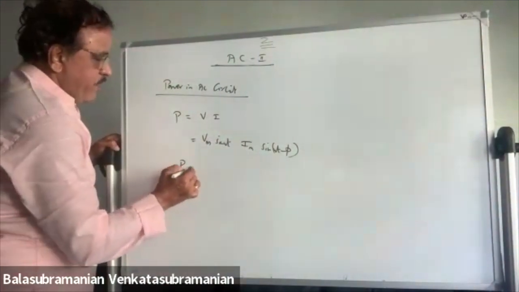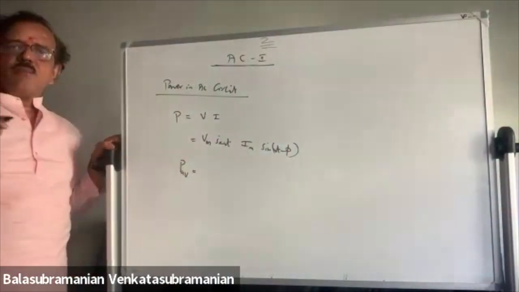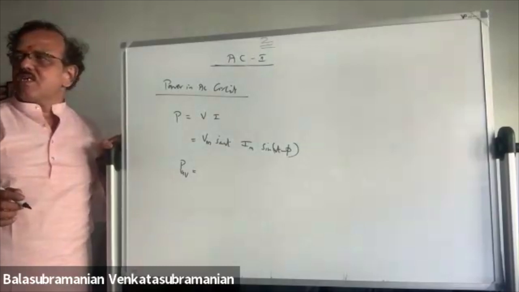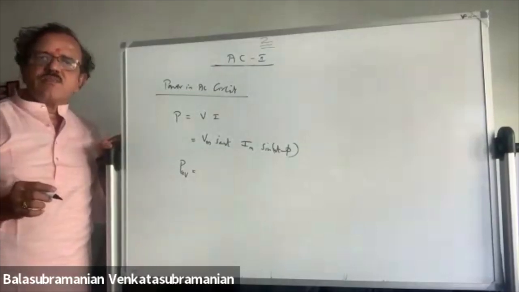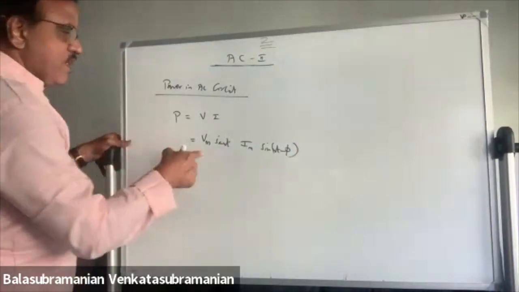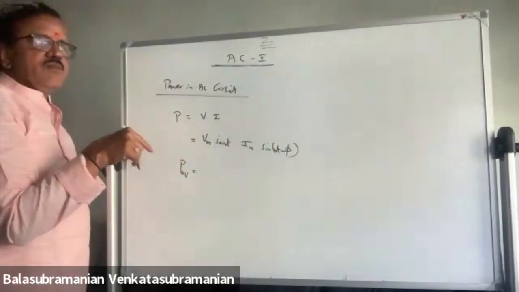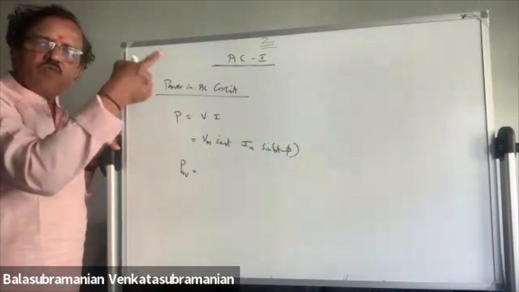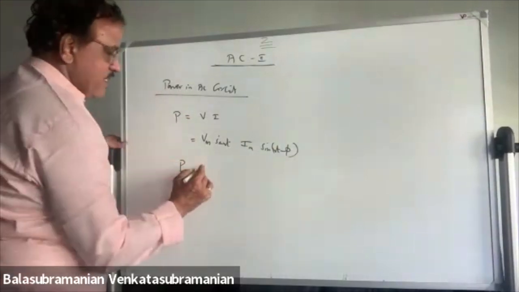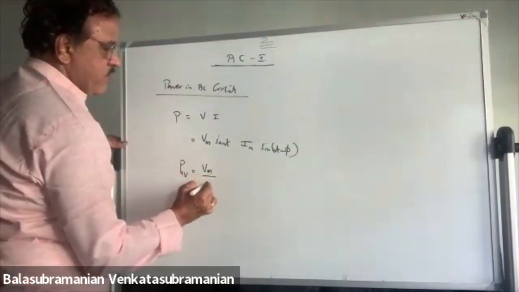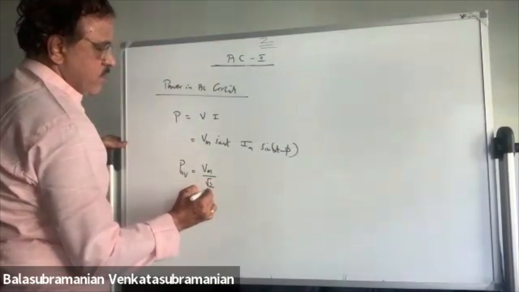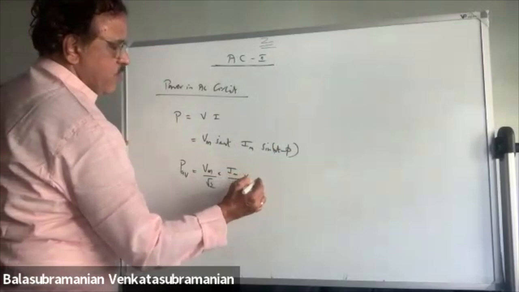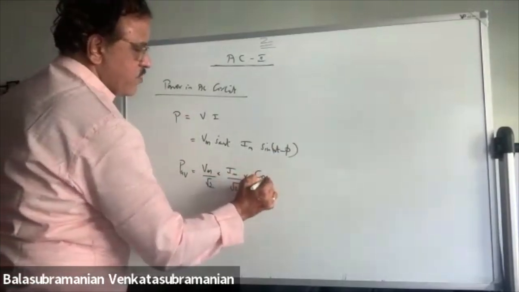Calculate average power generated over one complete cycle. So, when you simplify by integrating 0 to 2 pi, the average power over one full cycle of AC is Vm by root 2, Im by root 2 into cos phi.